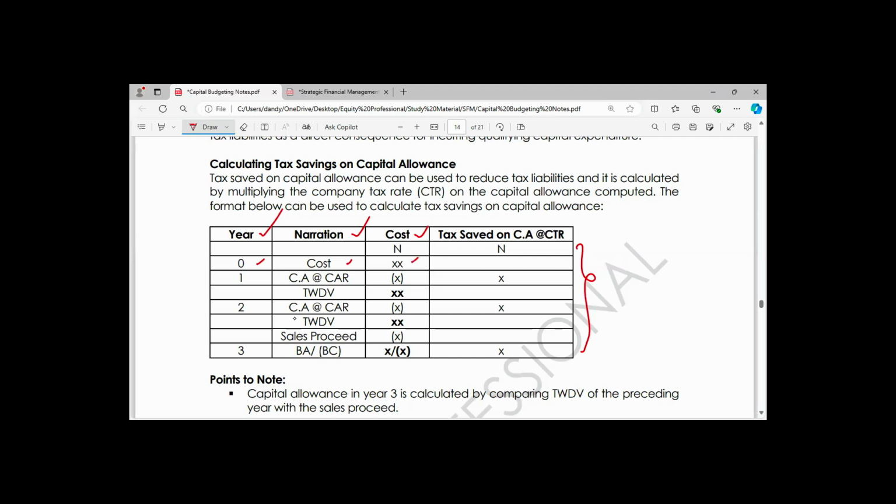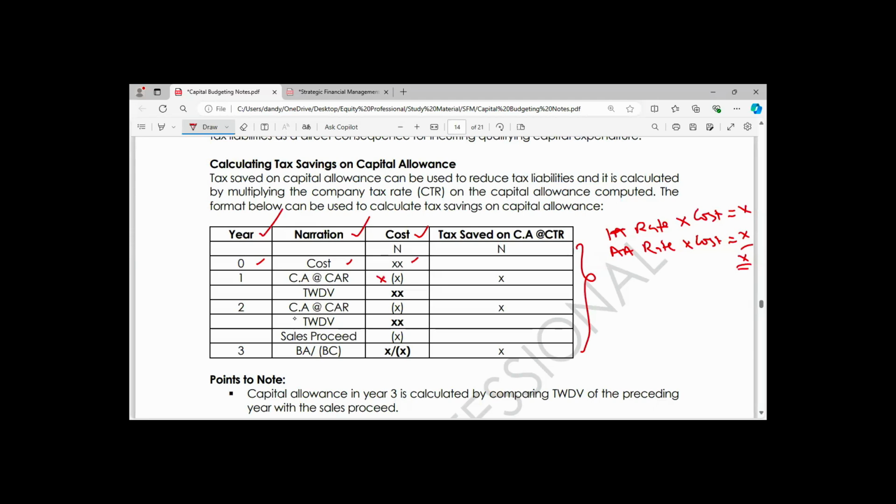In year 1, the company will need to claim annual allowance plus initial allowance. So if initial allowance is given in the question, you multiply the initial allowance rate on the cost of the asset, and whatever you have, you post. You go back to the question and multiply the annual allowance rate on the cost of the asset also in year 1. You add the two of them together, and whatever you have, you post here. That will be your capital allowance in the first year.